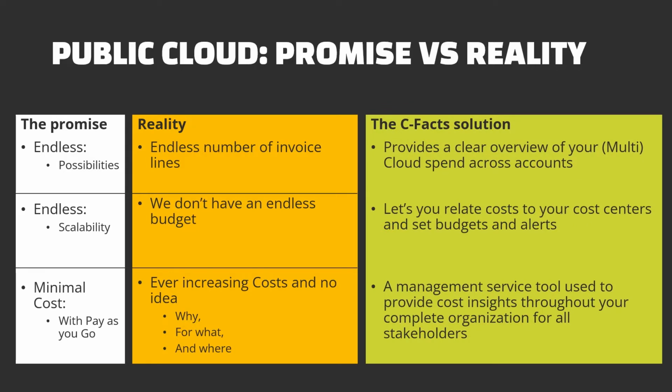multi-cloud spend across accounts. So whether you're using one public cloud with multiple accounts or multiple public clouds, CFEX provides you that clear overview. It lets you relate cost to cost centers and set budget and alerts. And you can relate cost based on a percentage. So if you've got shared resources used by multiple departments, for instance, you can allocate the correct percentage of the cost to the different departments, giving you a true insight in your cost. And that makes it a management tool that can be used by both IT, but also your CFO, budget holders. It's a single source of truth for everybody within your organization.